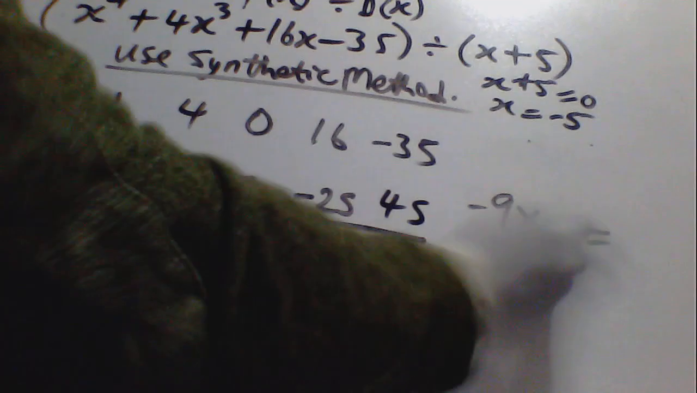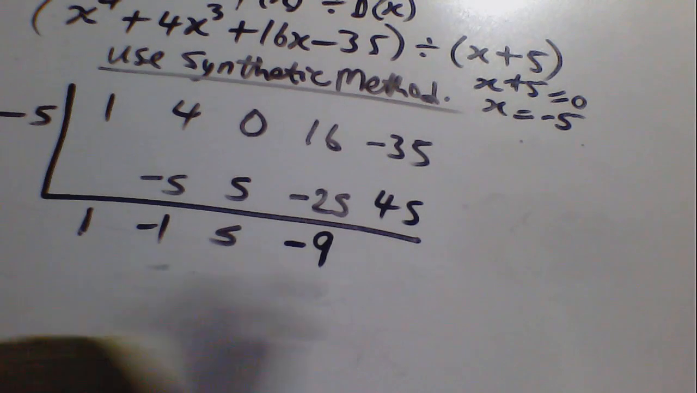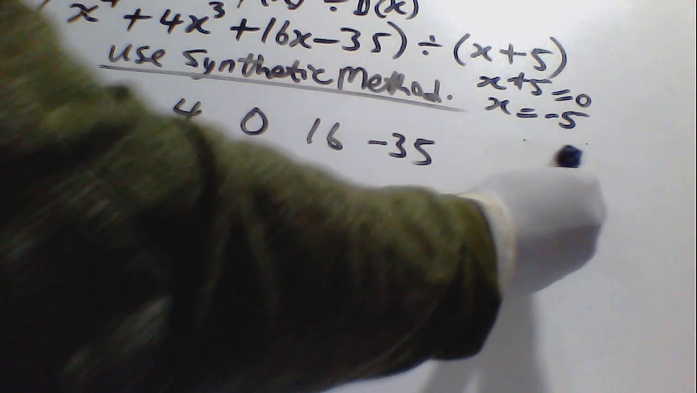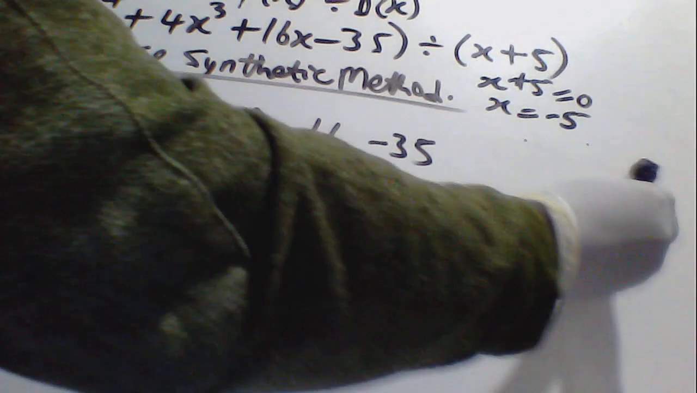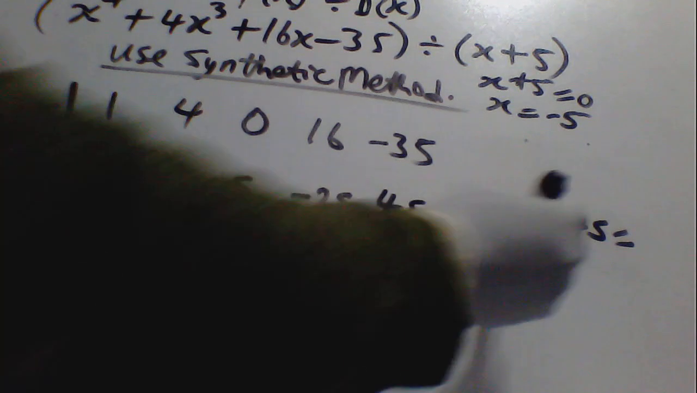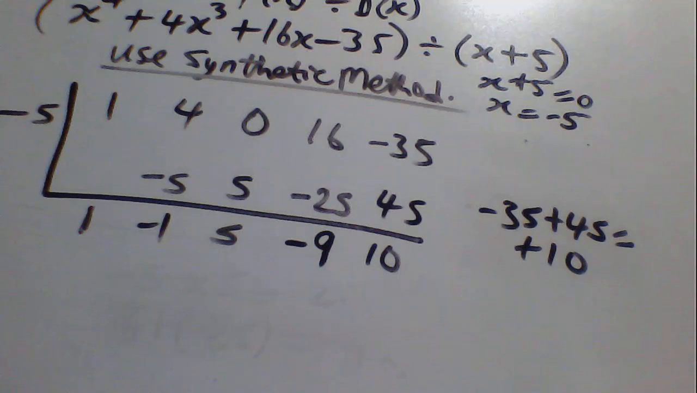So once you have done that, the next thing you have to do is to sum up the values. So minus 35 plus 45. That will give us what? Minus 35 plus 45 will give us plus 10. So you write 10 here. You are through with it.